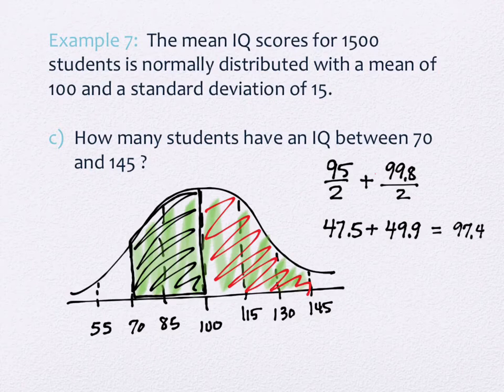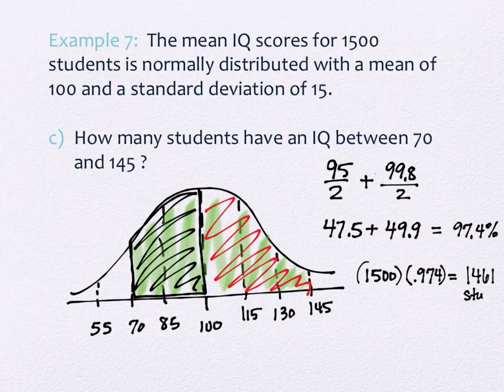97.4. Now, if we were asked for percent, we'd be done, but we're not. We're asked for numbers of students, so what will we do? The 97.4, as a decimal value instead of a percent, is 0.974. What would you get? What do you get? 1,461 students.